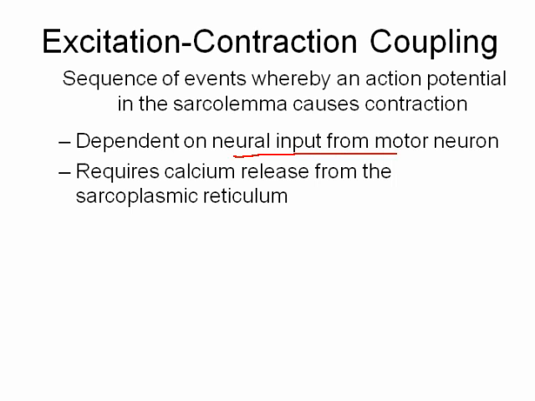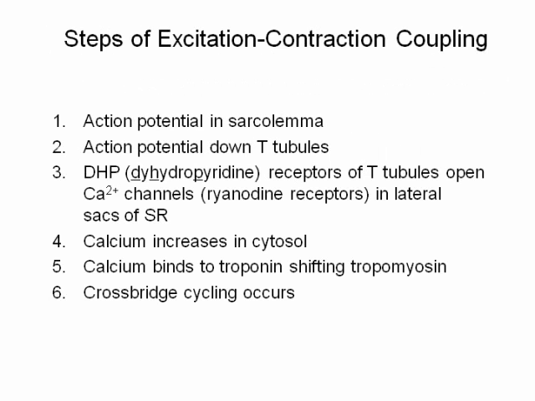And so, of course, it is dependent upon neural input from a motor neuron, because it is the release of the neurotransmitter that causes the action potential in the muscle membrane. And then, of course, the calcium release from the sarcoplasmic reticulum. We talked about how calcium, by binding to troponin, is going to alter the ability of actin to bind to myosin. That calcium is coming from the sarcoplasmic reticulum, so we'll talk about the details of how that occurs in a few slides.